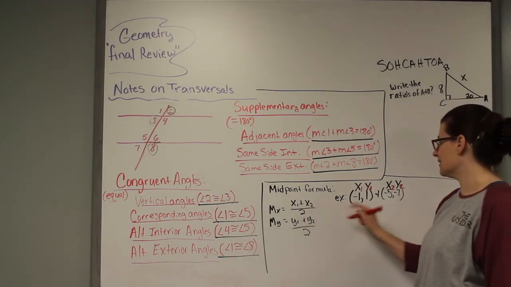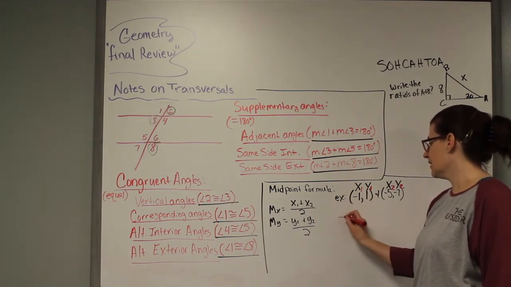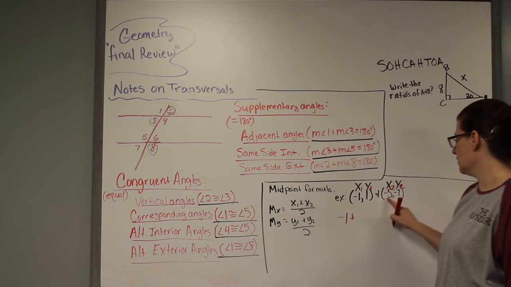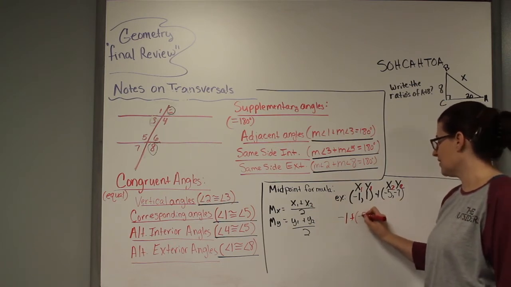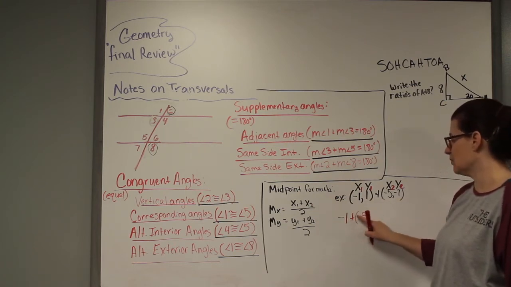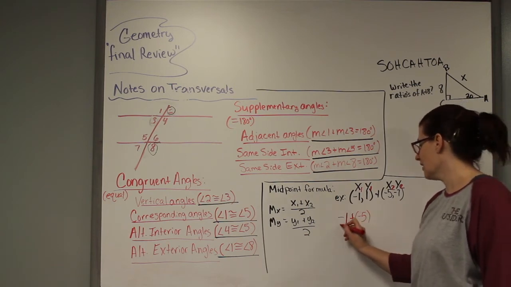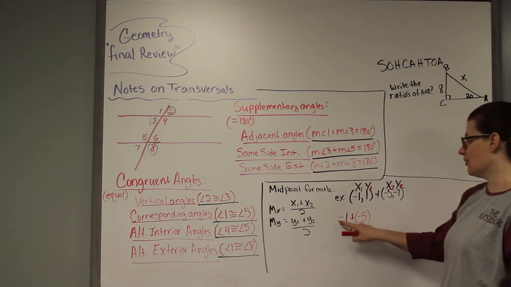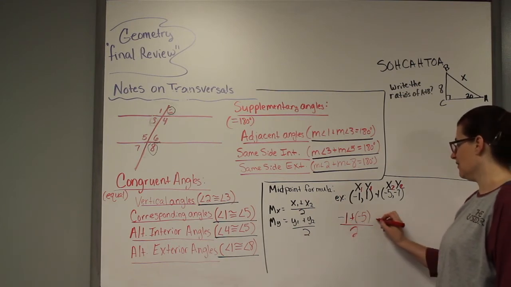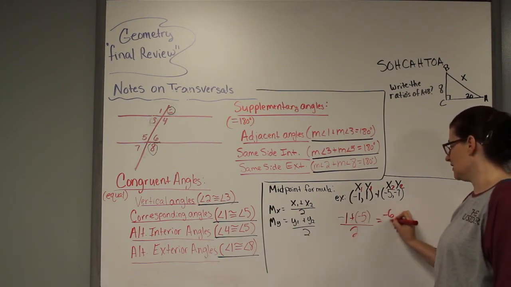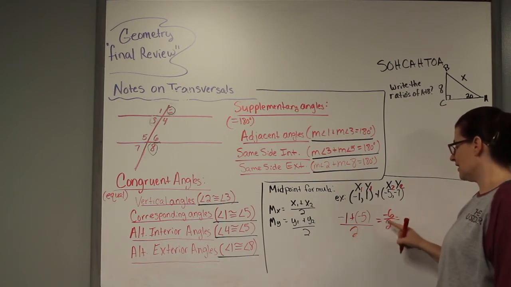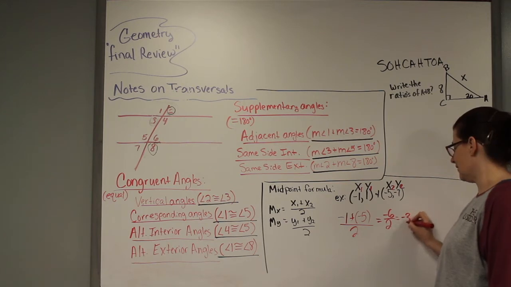So when I do my x's, x1 is negative 1, and then I have a plus sign. x2 is negative 5, and I put it in parentheses only because I don't want my plus and negative beside each other. And the 2 is a constant in this formula. So negative 1 plus negative 5 equals negative 6, and then I have a 2 on the bottom. So negative 6 divided by 2 is negative 3.